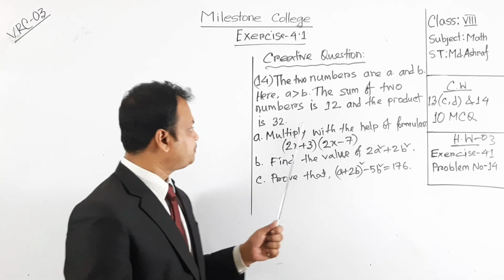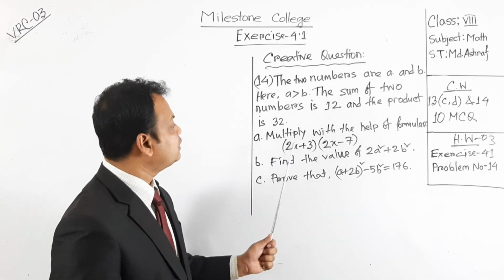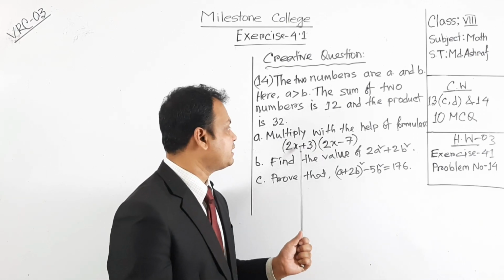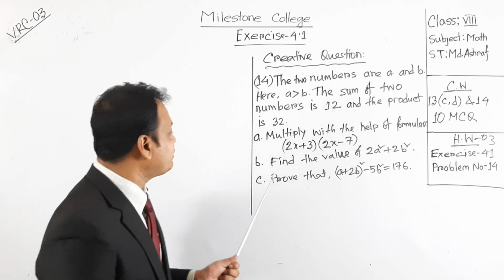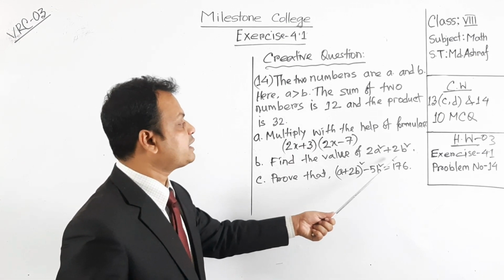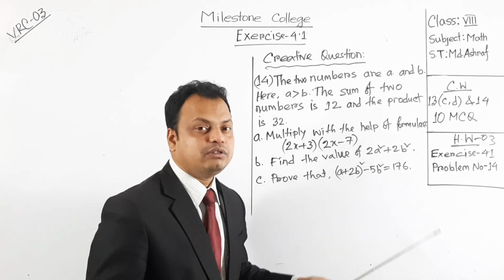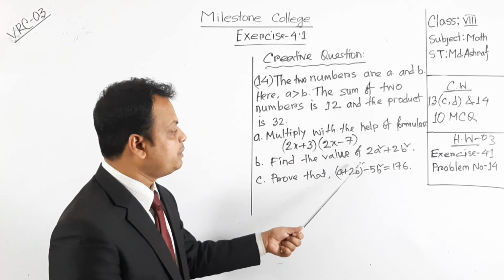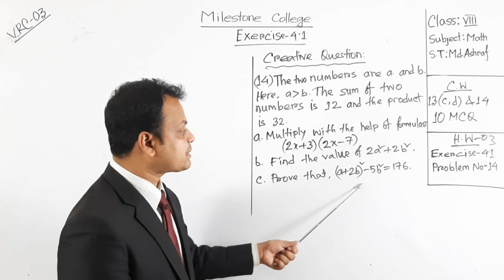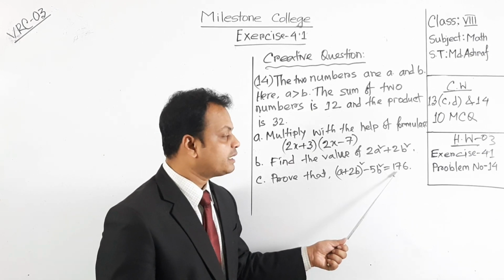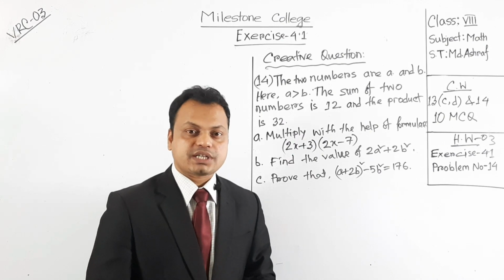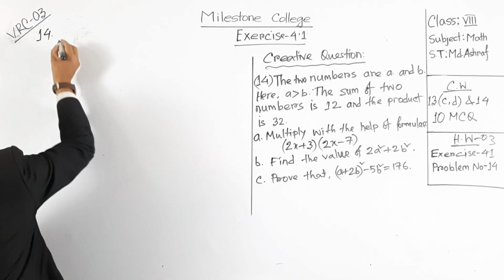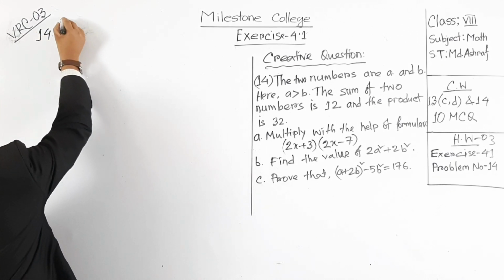Now the questions are: multiply with the help of formula 2x plus 3, 2x minus 7. So with the help of the formula, we have to multiply these two expressions. Then B number question, find the value of 2a square plus 2b square. So this expression's value we have to find in B number. And C number, we have to prove that a plus 2b whole square minus 5b square, this expression's value will be 176. We have to prove this part. Now we start writing. 14 number. Solution.